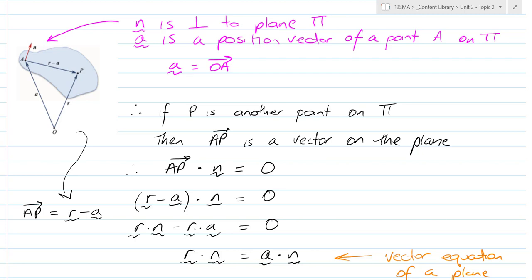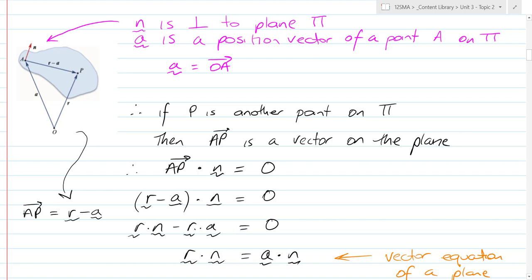And then this is the maths now. So we declare P as another point on the plane. And that means that AP is a vector on the plane. It's a line that's on the plane, which means that AP dot N, remember N is perpendicular to the plane, will be zero, because perpendicular lines have a dot product of zero.